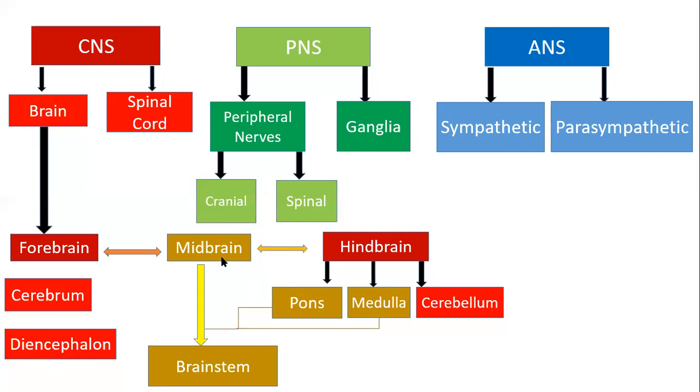Midbrain. Next to the forebrain, we have the midbrain, and the posterior-most is the hindbrain. The hindbrain further comprises three parts: pons, next to pons is medulla, and behind these two structures is the cerebellum.